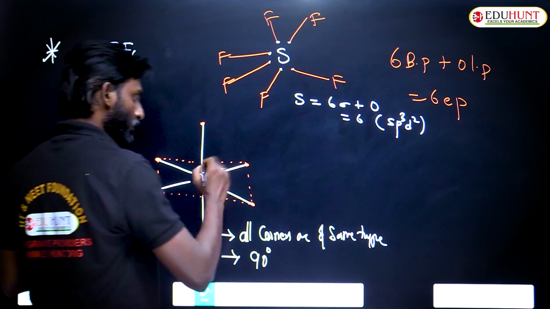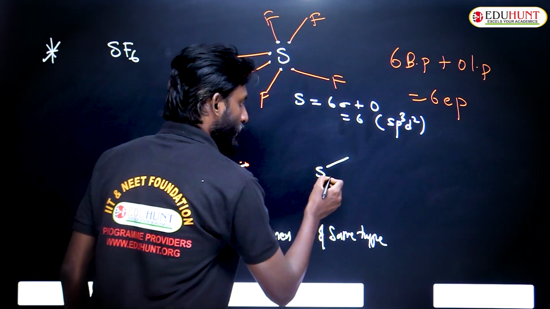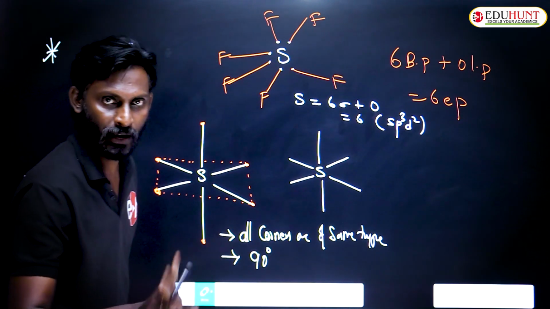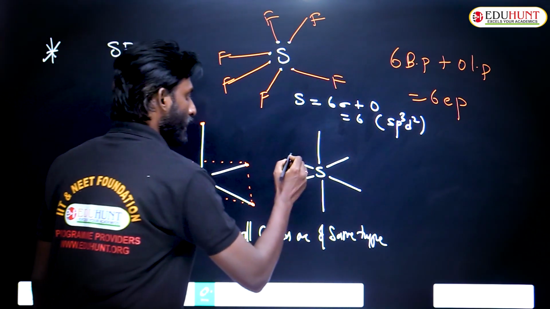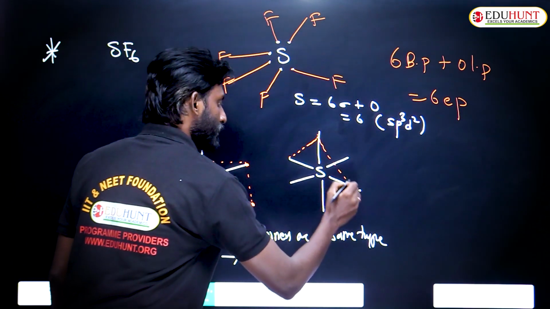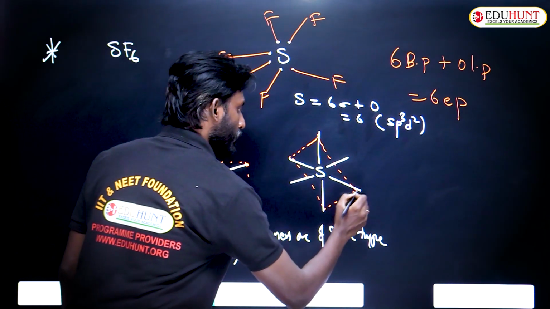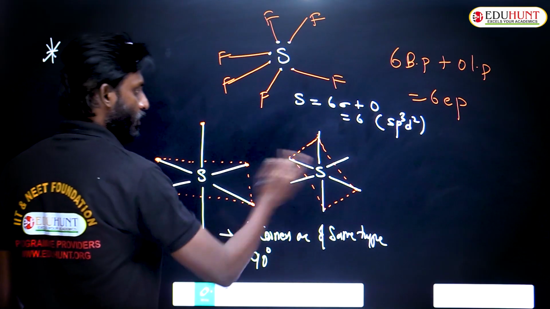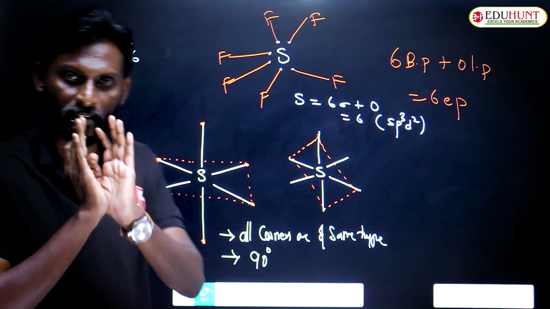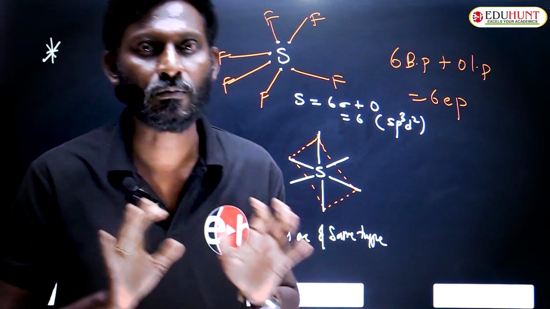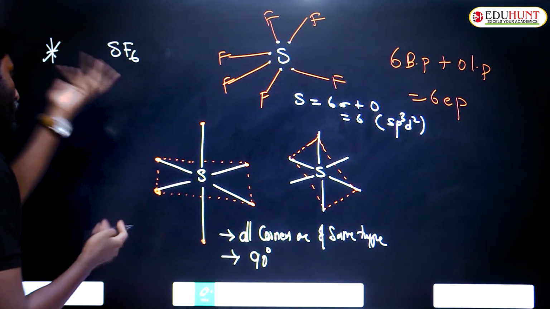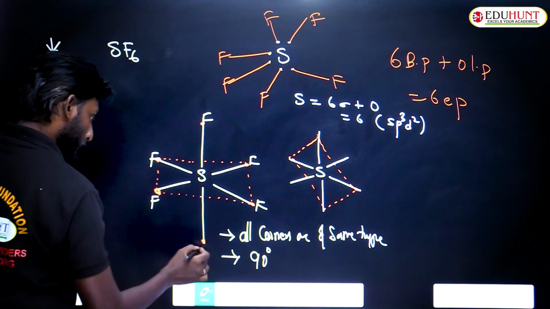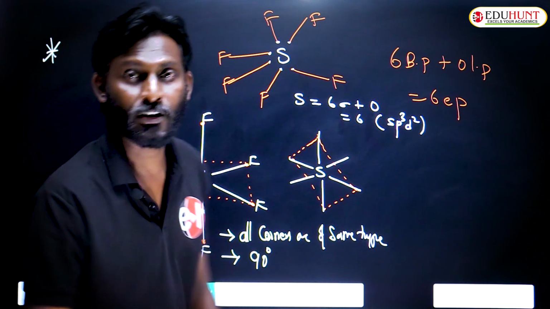Let me explain. If you take the geometry like this, there is no equatorial and no axial. Suppose I make the dotted lines like this, do not take these as equatorial and these as axial. In octahedral geometry, all the corner bond angles are going to be the same. So fluorine occupies all the corners with the same ease. I hope you understand.